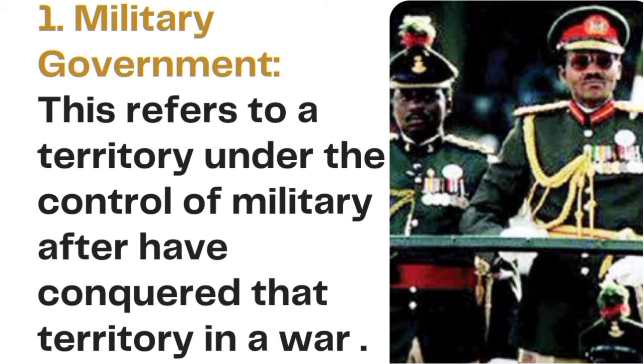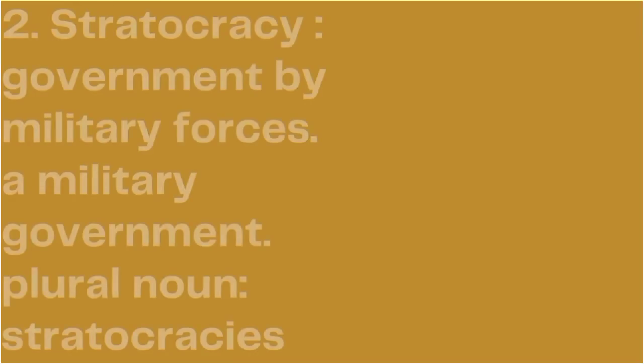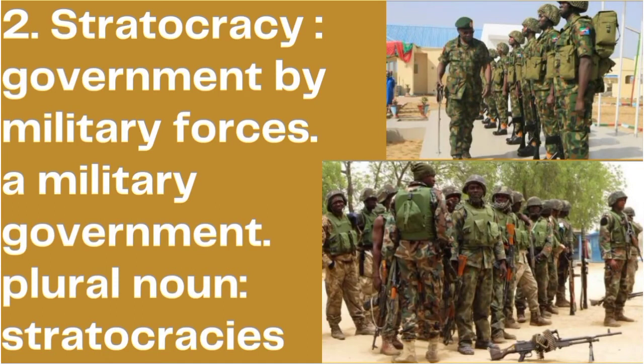Military government refers to a territory under the control of the military after it has conquered that territory in a war. In other words, any government that is called military government means it's under the control of the military after it's been conquered. Now, stratocracy is the government by military forces, okay? And military governments, you can say plural, stratocracies. That is a situation whereby the military is in charge of controlling the citizens.